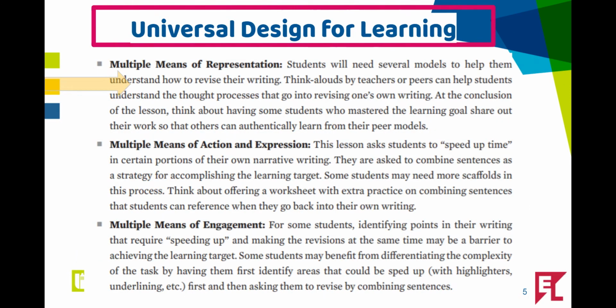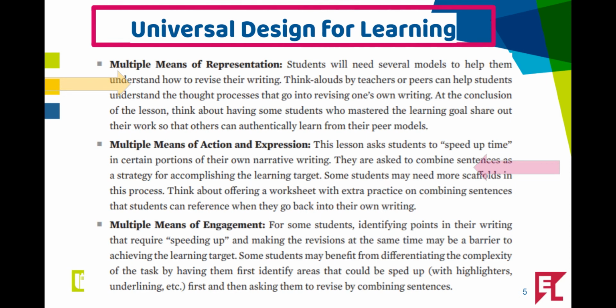The Universal Design for Learning is a way of thinking about teaching and learning that helps give all students an equal opportunity to succeed. Students will need several models to help them understand how to revise their writing. Think Alouds by teachers or peers can help students understand the thought processes that go into revising their own writing. This lesson asks students to speed up time in certain portions of their own narrative.